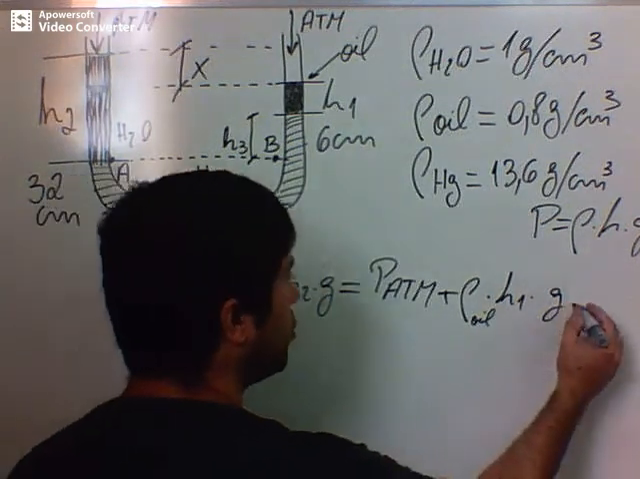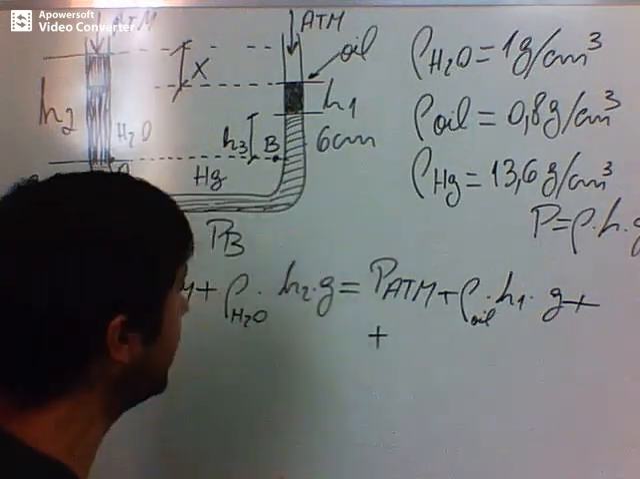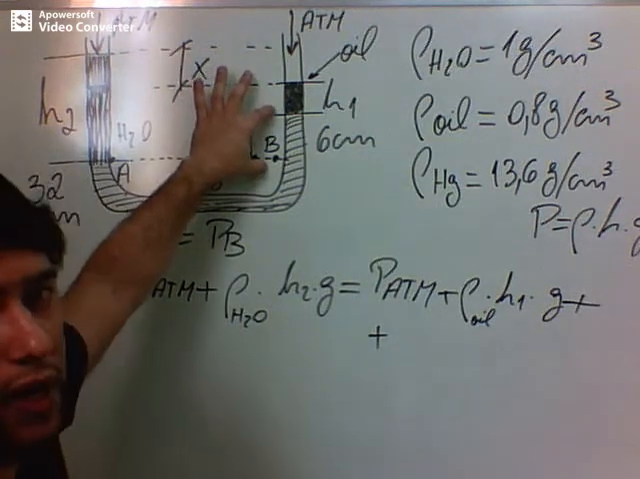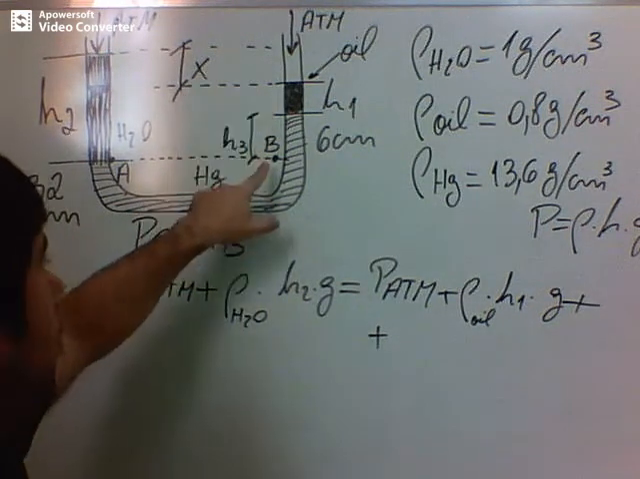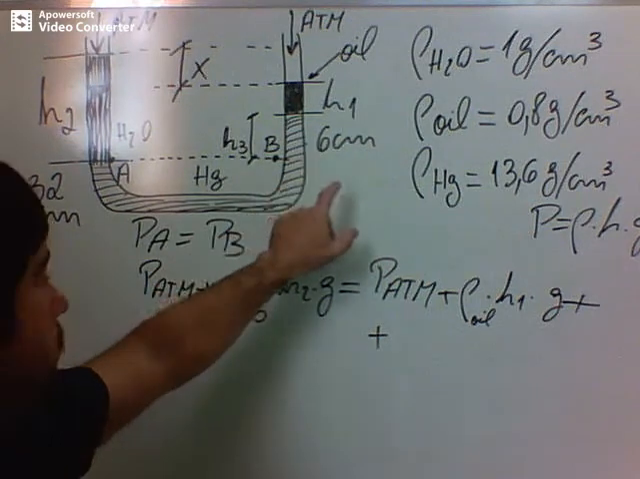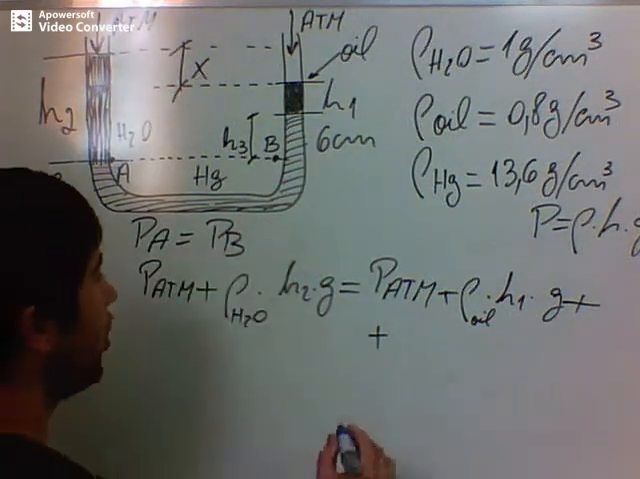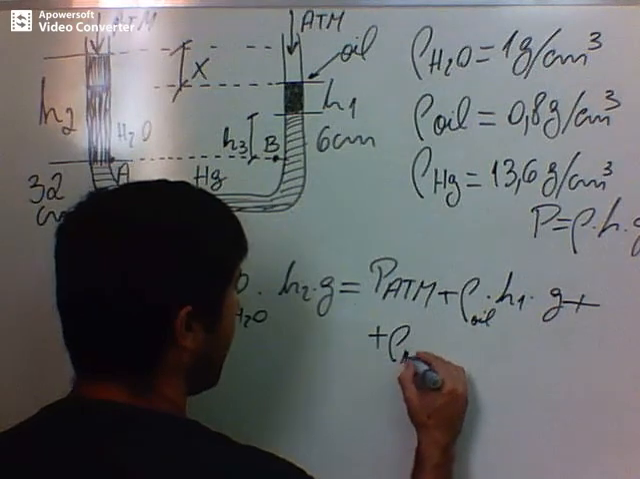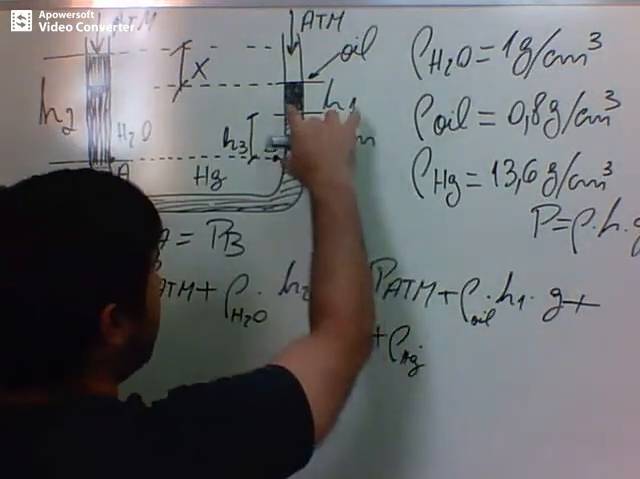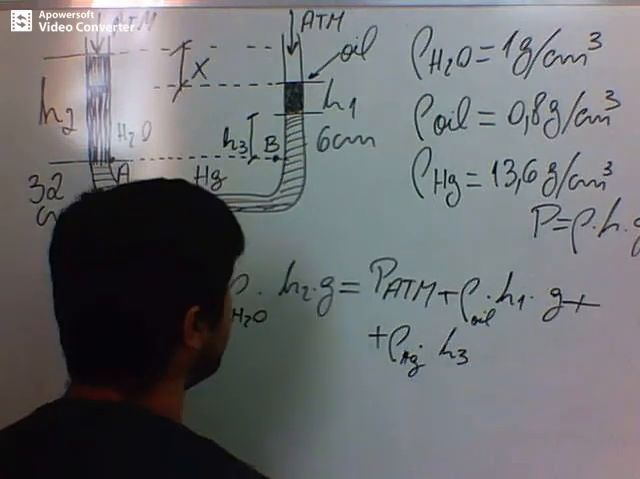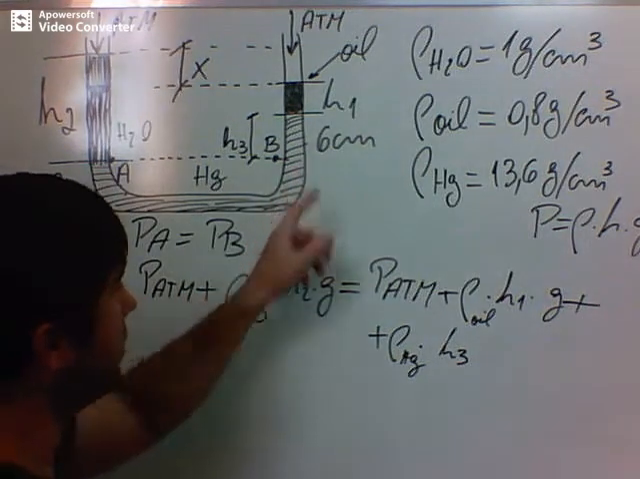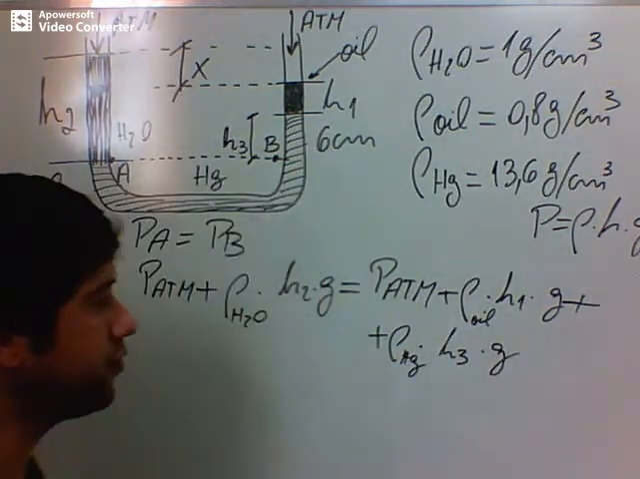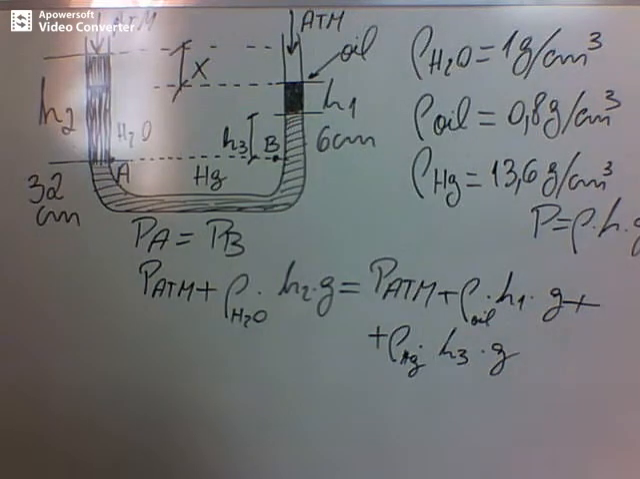And here, continuing on this side, we have this column, and this fragment of the column is made up of mercury. So it is going to be the density of mercury times this height here, which I called H3, and the acceleration of Earth's gravity. All right, my friends. Can we do that? Yes, of course we can do that.